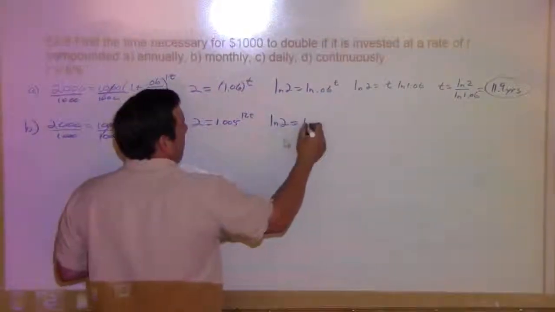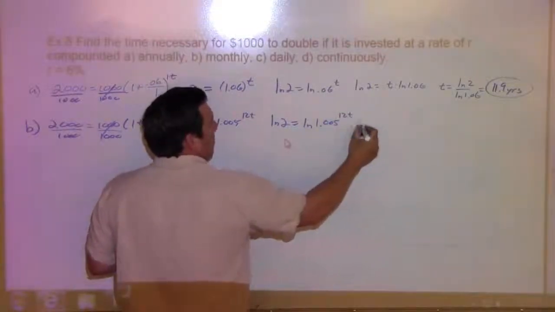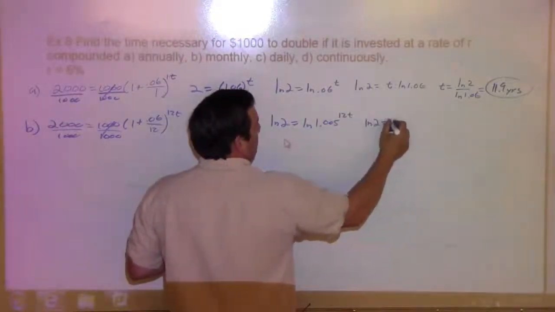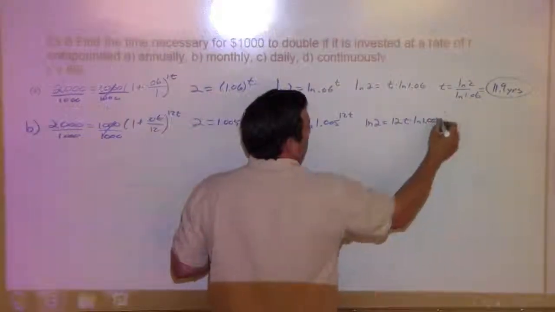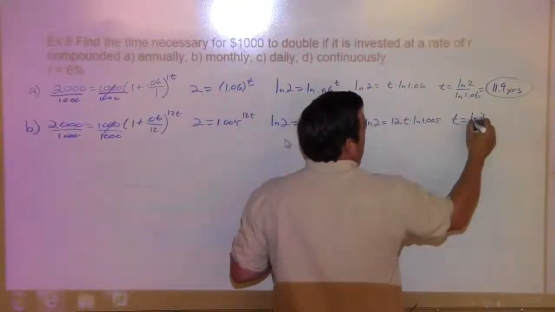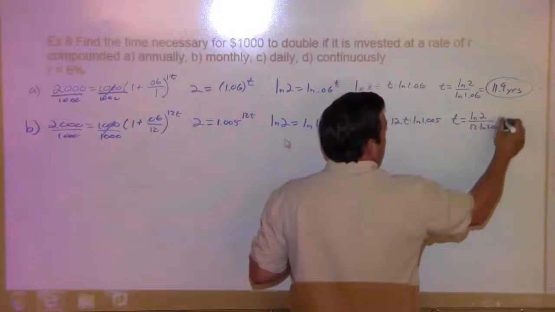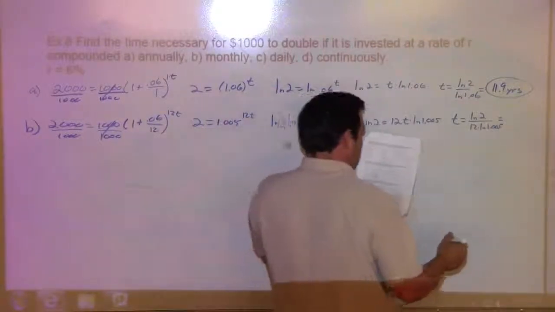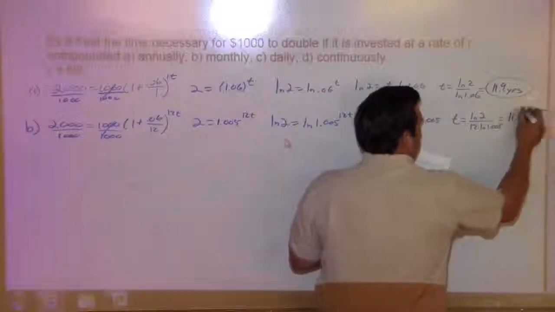Natural log of 2 is natural log of 1.005 to the 12t, which means natural log of 2 equals 12t times natural log of 1.005, which means t equals natural log of 2 over 12 times natural log of 1.005, and that would give us 11.58 years.